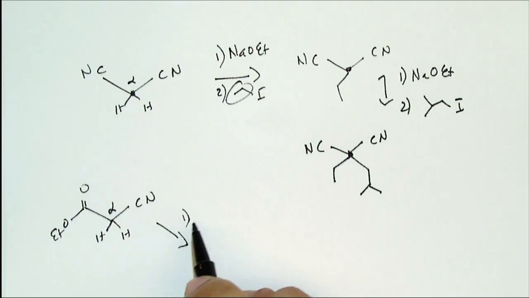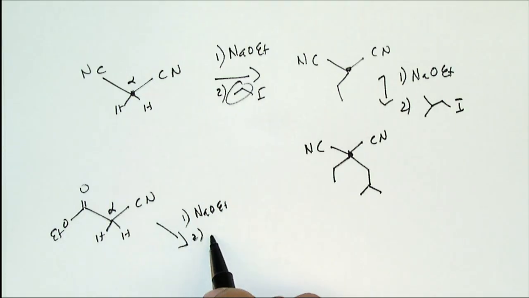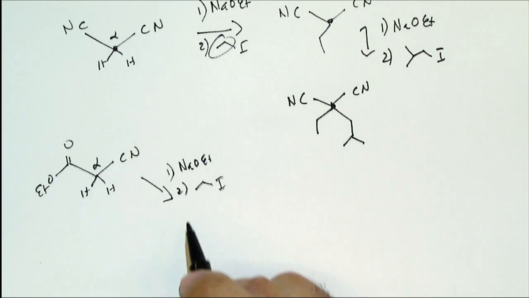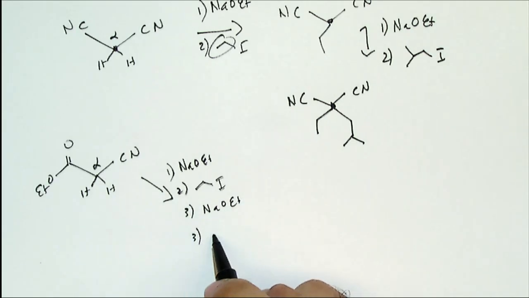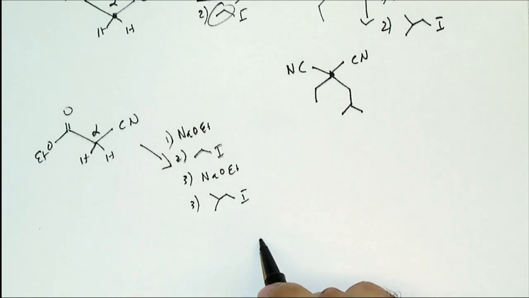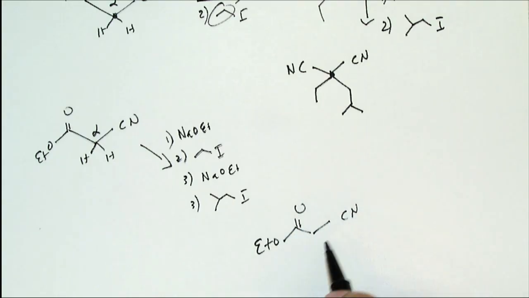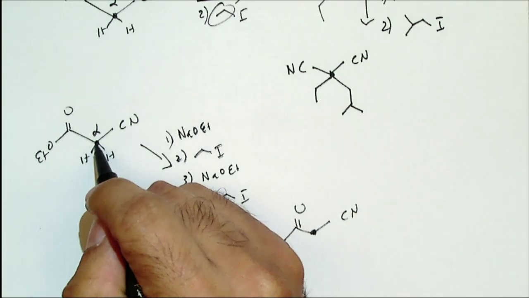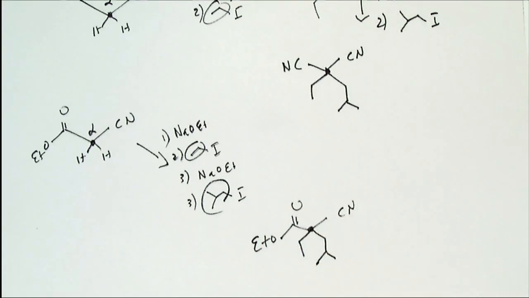Let's say that I treated this first of all with 1 equivalent of sodium ethoxide, and I were to add ethyl iodide, and then I do another deprotonation with sodium ethoxide and add my isobutyl iodide. So what am I going to get from all of that? Well, the product is going to be the following. So in this case, here's the alpha position. First, I added the ethyl group here. Second, I add my isobutyl group here, and that's what I have.